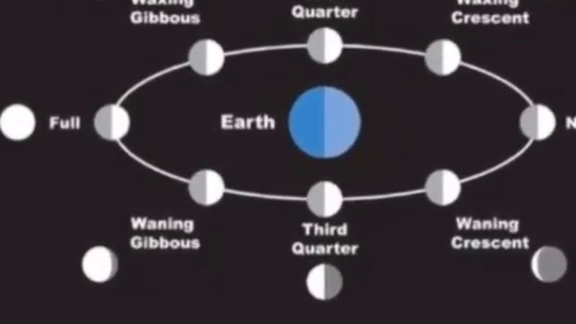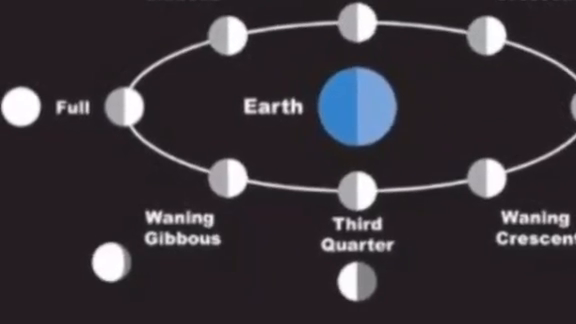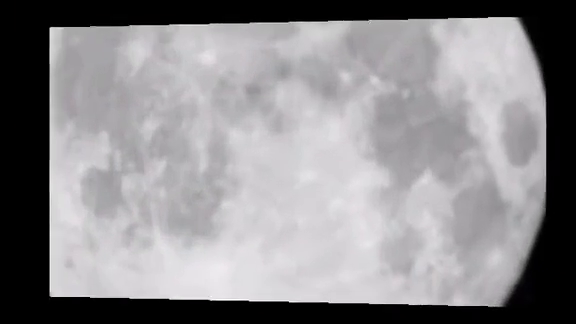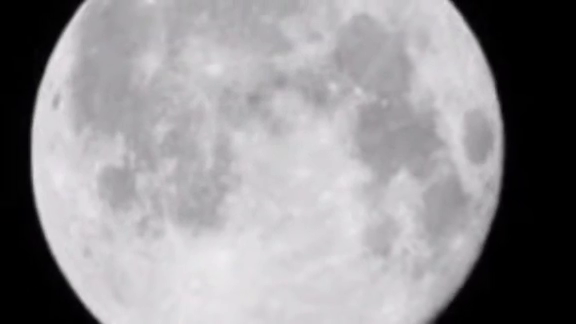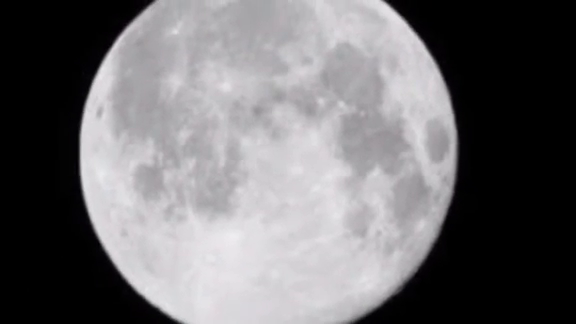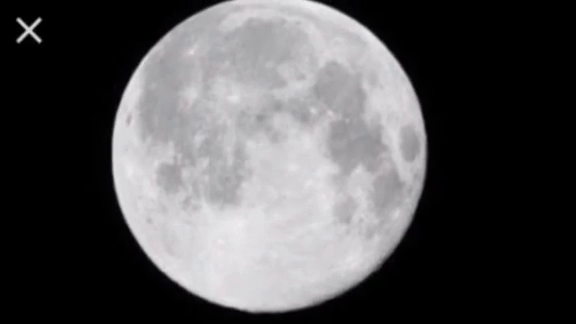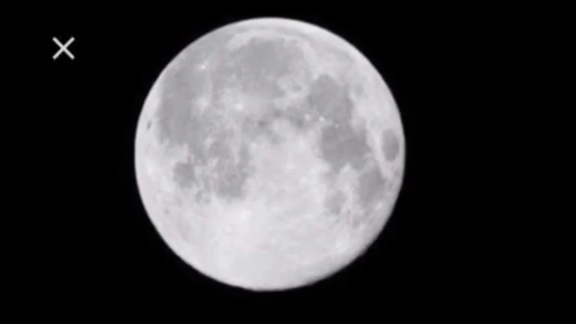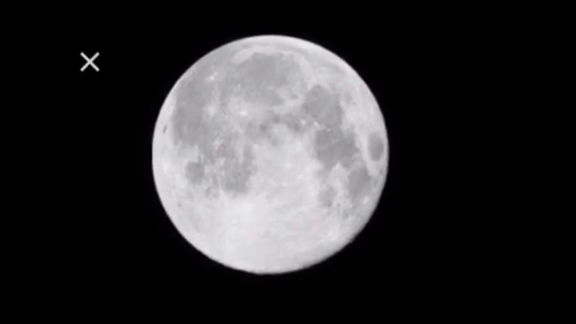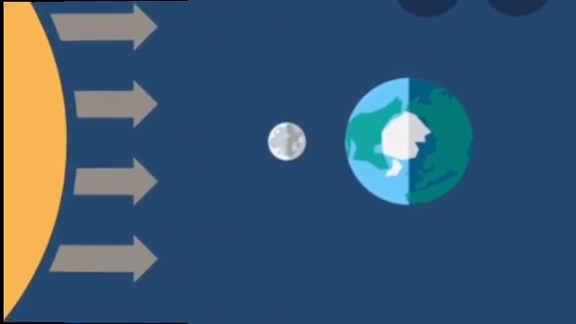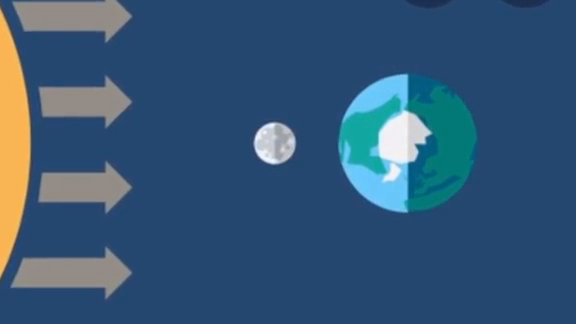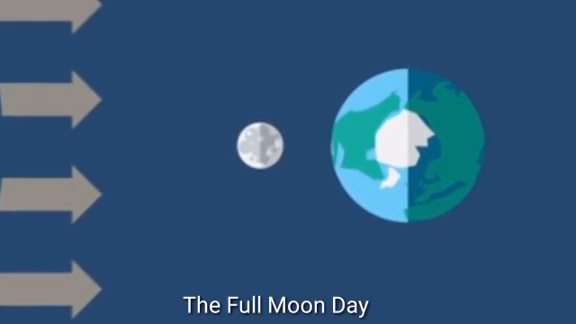The changing shape of the illuminated part of the moon as seen from the earth is called the phases of the moon. Now, there are 3 phases. Which three phases? First one, full moon day; second, new moon day; and third, quarter days. So first, full moon day.